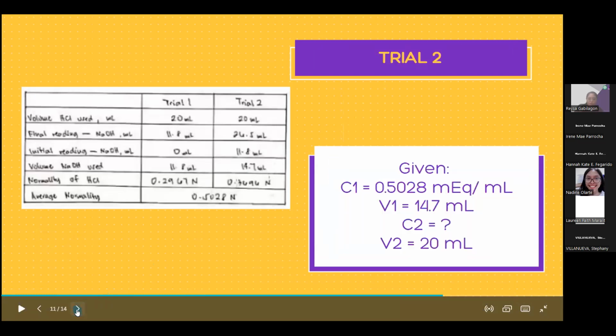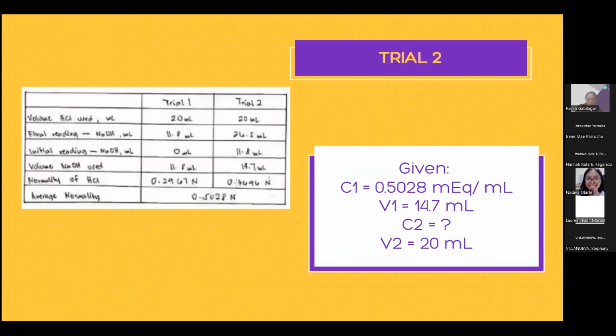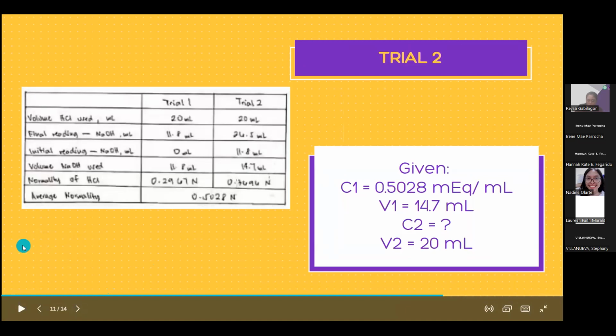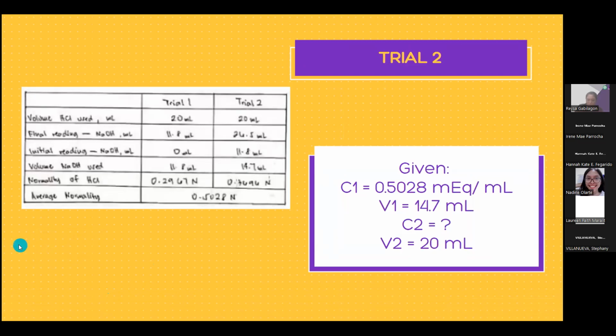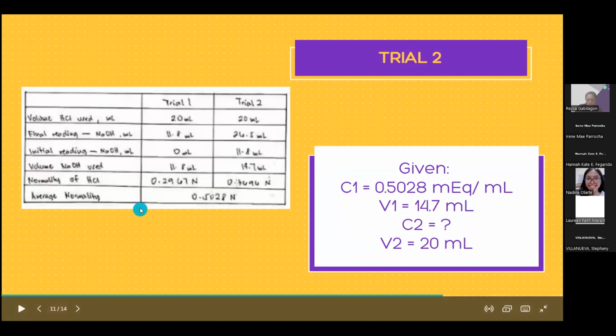The typing is a bit confusing. This is 0.5028 times 14.7 divided by 20, that's 0.3696. Okay, correct.